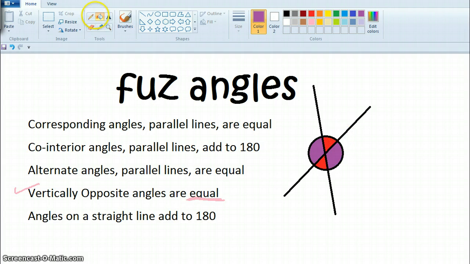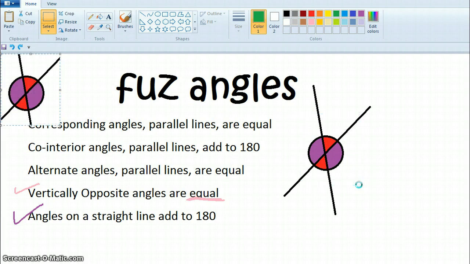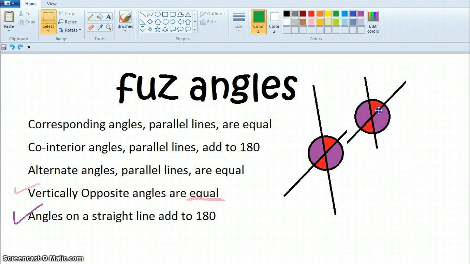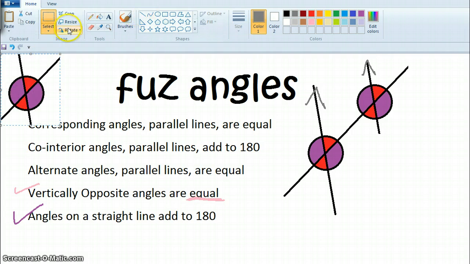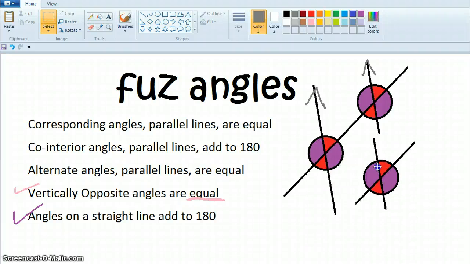Okay. Angles on a straight line add to 180, and that means that this angle here plus this angle there add to 180. Okay. So now what I'm going to do is grab that, Control C it, Control V it. So when I do that, I get myself a new image. Okay, now here what I can see is that this line here and that line there are parallel. How can I tell? Because when I moved this around, I could never change its angle.